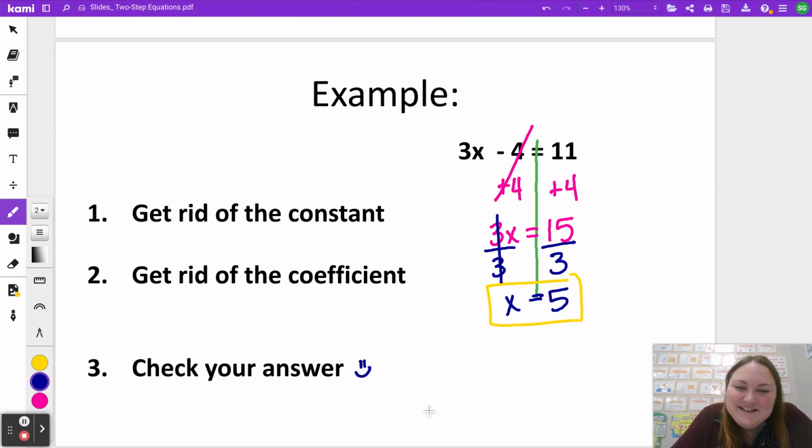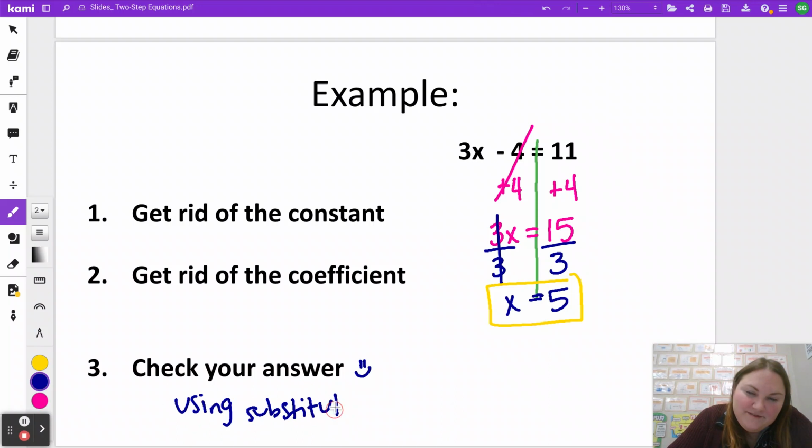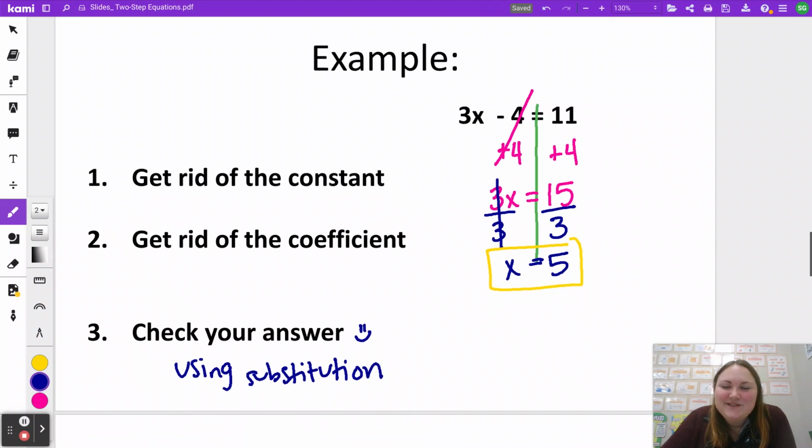You could check your answer doing the same thing we did yesterday, using substitution. We've seen this word substitution before. Do you remember what substitution is? Substitution is that idea of replacing. You take out the variable and you replace with a number.